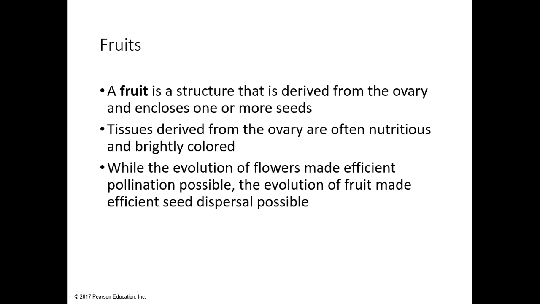Right, so we talked about fruit a little bit, but fruit is a structure that is derived from the ovary and encloses one or more seeds. Okay, often nutritious, like we said, that endosperm is nutritious to the developing ovary, and it's nutritious to you to eat as well. While the evolution of flowers made efficient pollination possible, the evolution of fruit made efficient seed dispersal possible. So the apple falls off the tree and it lands, and it's good to stay there throughout until the season is right.